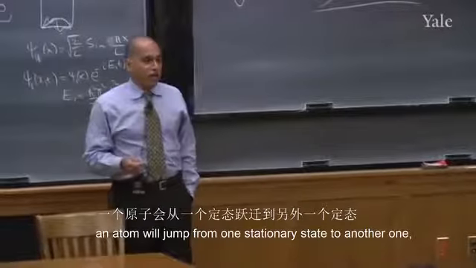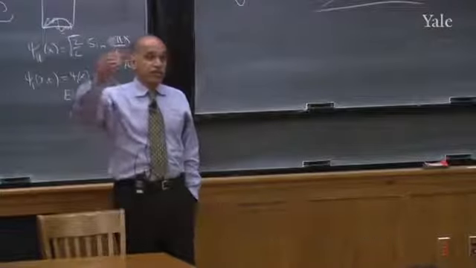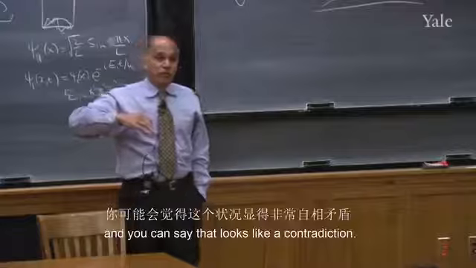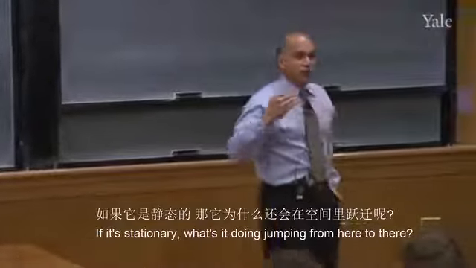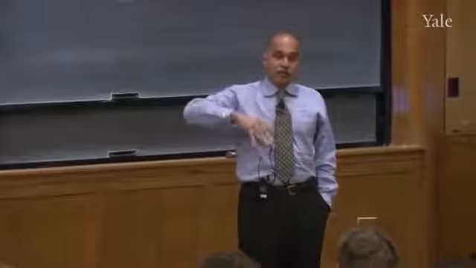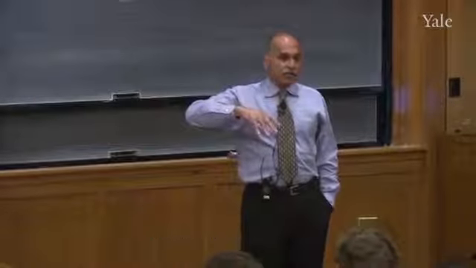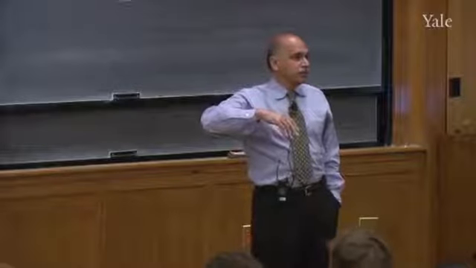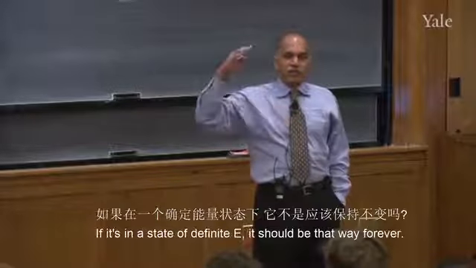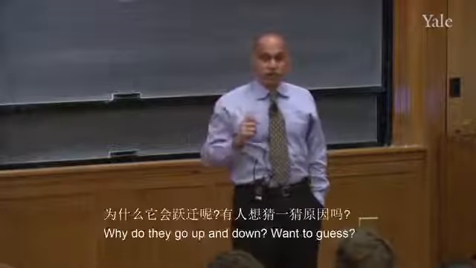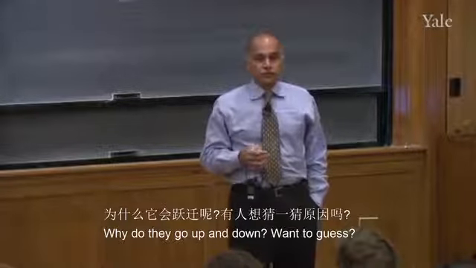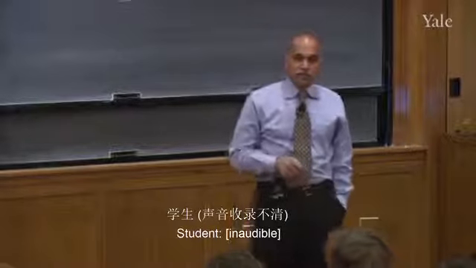But once in a while, an atom will jump from one stationary state to another one, and you can say that looks like a contradiction. If it's stationary, what's it doing jumping from here to there? Do you know the answer to that? Why does an atom ever change then? If it's in a state of definite E, it should be that way forever. Why do they go up and down? Want to guess?